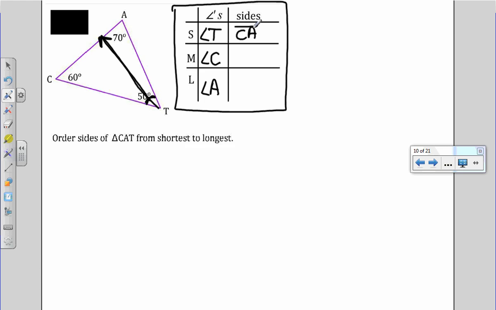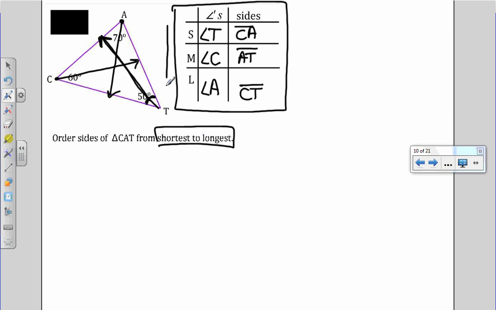Remember to put your segment symbol above it. Likewise, angle C is the medium. Go across. AT or TA is the medium-sized side. Angle A is the largest. Go across. CT or TC. So now if we're asked to go from shortest to longest or smallest to biggest, I'm going to say CA is shorter than AT, is shorter than CT. And you can switch the order of those letters. It could be AC or TA or TC, but the order of the side should stay the same.